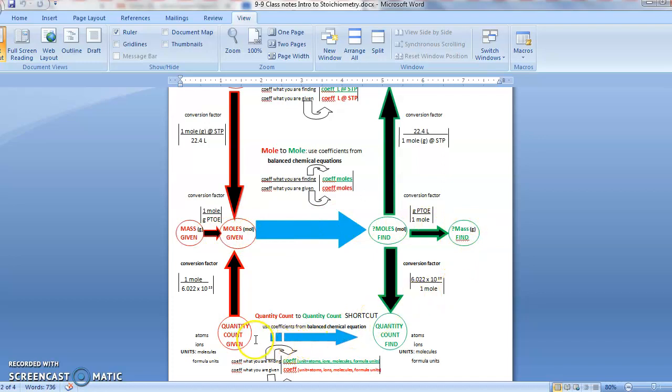We could work with quantity count as well. They could give you, for instance, or ask you how many molecules of water you could make from a certain volume of oxygen.